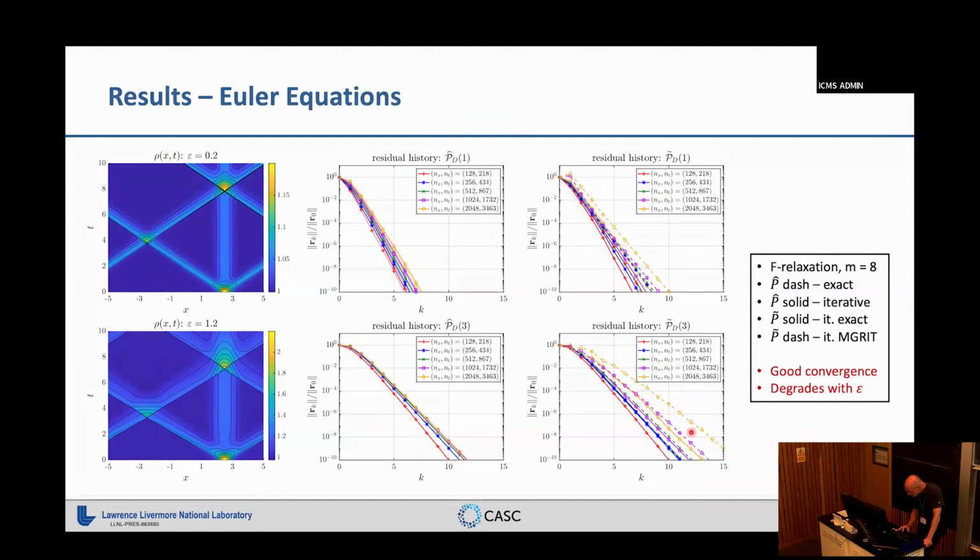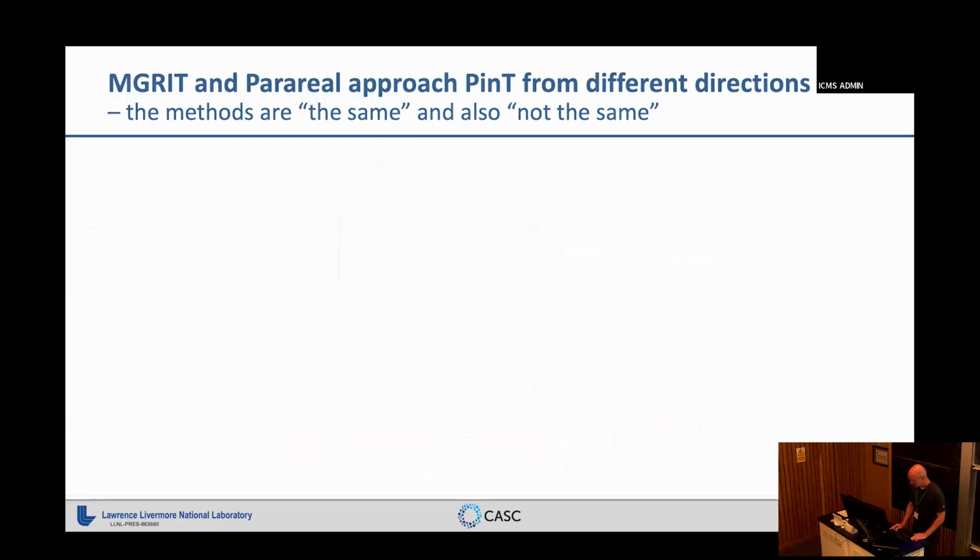Yeah, the dashed again are... this one jumps up a little bit here at the end, but anyway, the results are pretty good, we think. Okay, so that's the hyperbolic part of the talk.